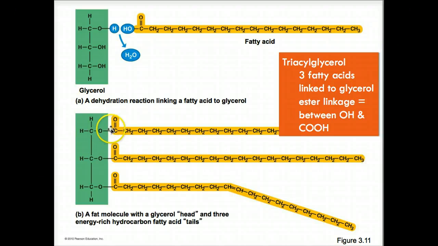This is actually called an ester linkage, if you want to know specifically. And that's a linkage between this hydroxide and this COOH group right here. You don't need all that. It says a fat molecule, again, we generally will call, this is called the glycerol head, and you have 3 energy-rich hydrocarbon fatty acid tails. So again, tri, because there's 3, glycerol, because this is glycerol, right? And made through a dehydration reaction.